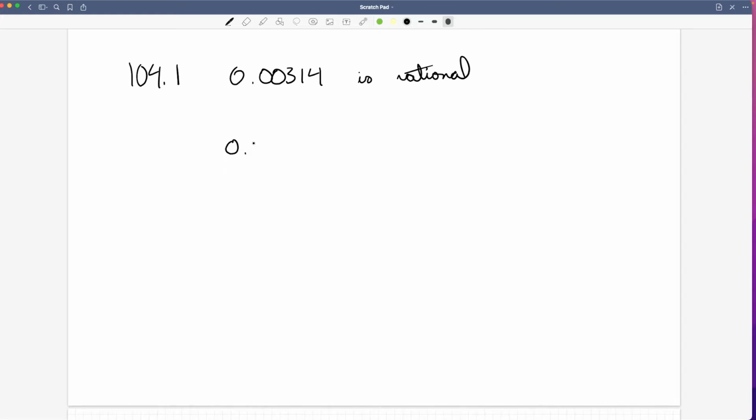So we say 0.00314 times 10 to the 5th, because we have 5 decimal places. Okay, so that's going to equal this number, 314, over 1 with 5 zeros. So this will be 1 over 100,000.